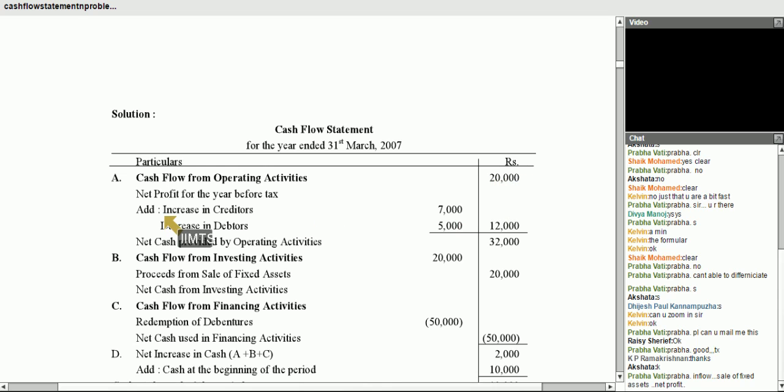So in this we can add the increase in debtors, that is 7,000, and decrease in debtors, that is 5,000. So this 7 plus 5 will become 12,000, right? And if I add this 20 plus 12, it will become 32,000. So my net cash provided by operating activities is 32,000 rupees. Clear, everyone?